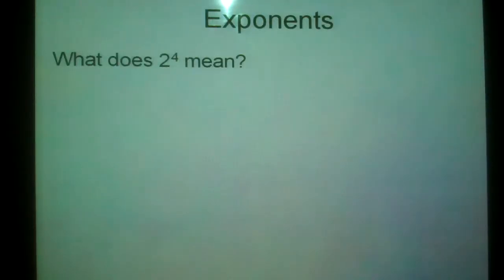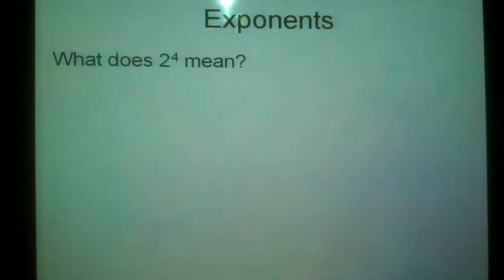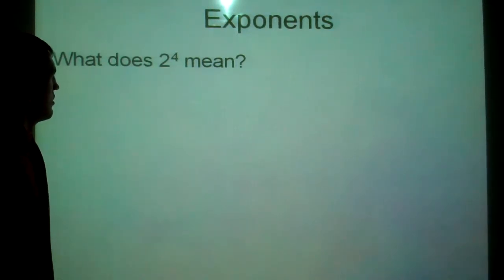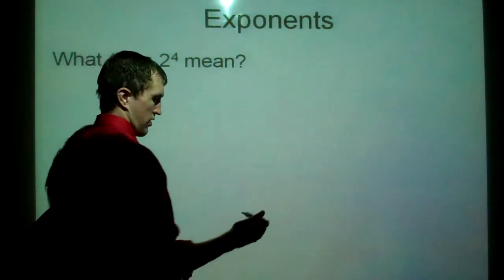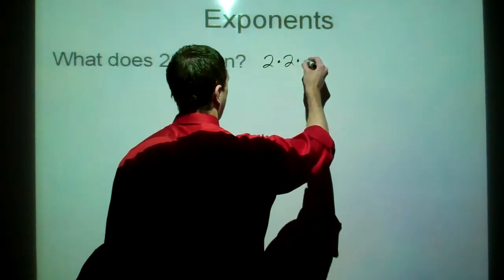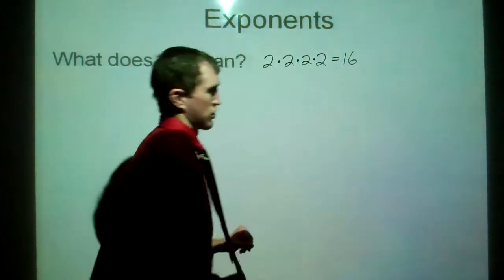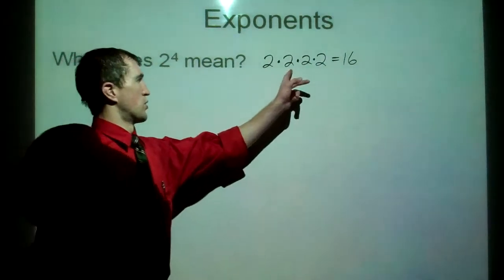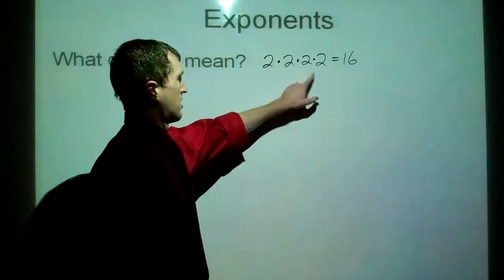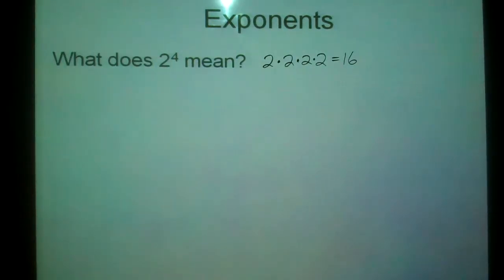So we're going to start with exponents. And the first thing that I started off with was, what does 2 to the 4th power mean? Well, it actually means we're going to take 2 4 times and multiply it. It actually equals 16. 2 times 2 is 4, times 2 is 8, times 2 is 16. So 2 to the 4th means 2 times 2 times 2 times 2.